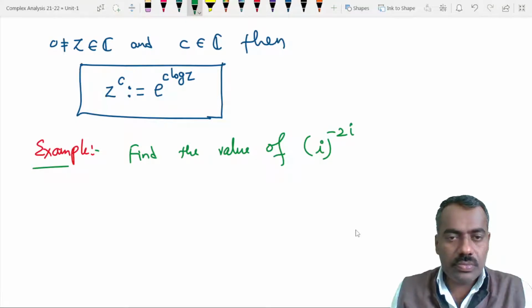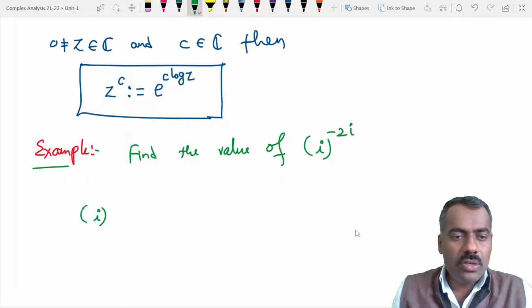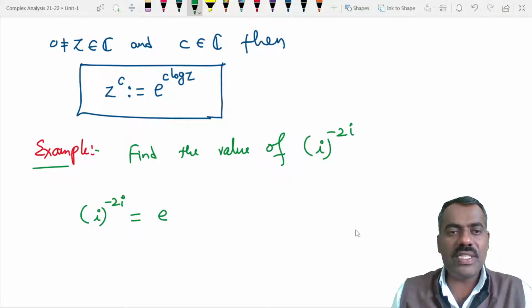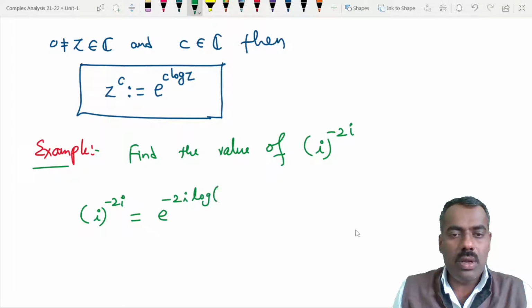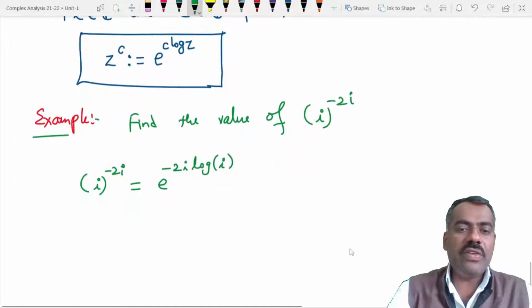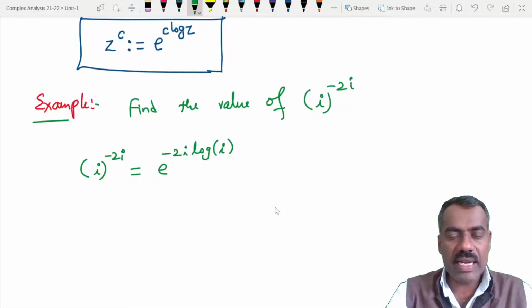I power minus 2i, by definition, is e power c log z, which is just like z power c. So this is nothing but minus 2i into log i. So we want to find what is the value of log i, right?